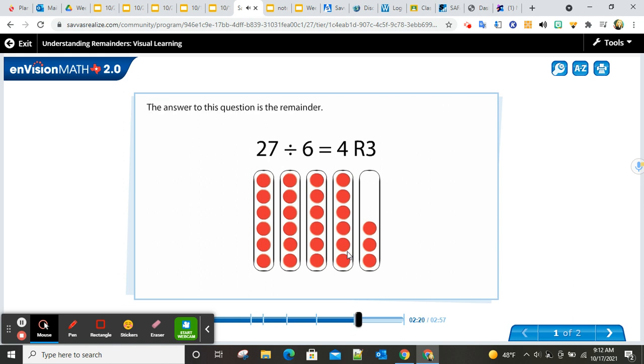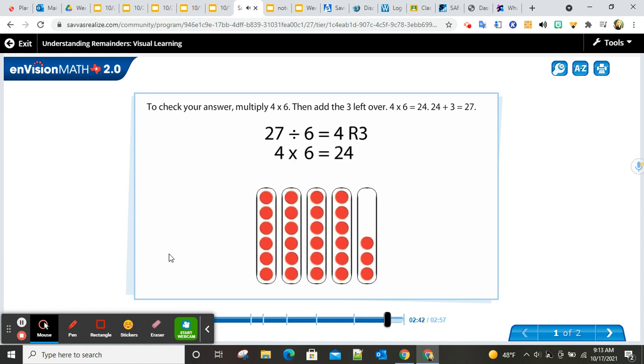The answer to this question is the remainder. The remainder is 3. Ned will put 3 cards on the fifth page. How can you multiply to check your answer? To check your answer, multiply 4 times 6. Then add the 3 left over. 4 times 6 equals 24. 24 plus 3 equals 27.